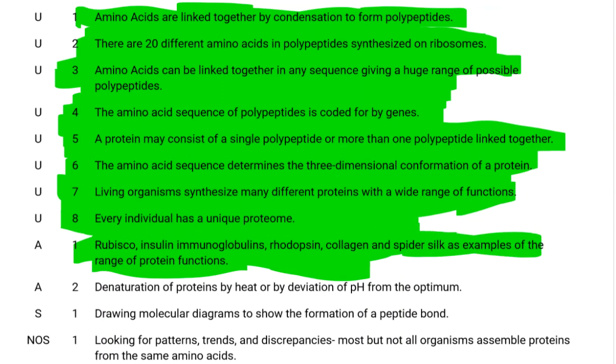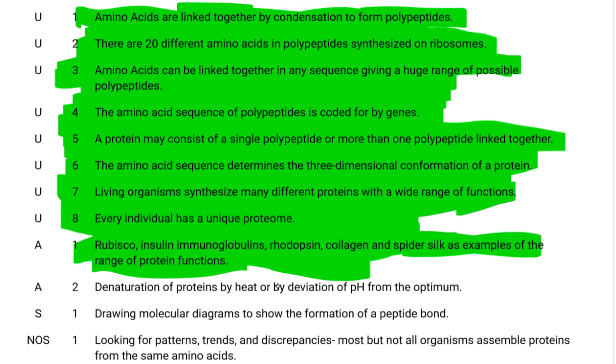For structure, you can think of collagen, and let's say membranes, you can think about something here. I think maybe not membranes, but Rubisco, you can think about enzymatic and metabolic enzymes in photosynthesis, I believe. And rhodopsin is in the receptors of the eye, so that's sensitivity.